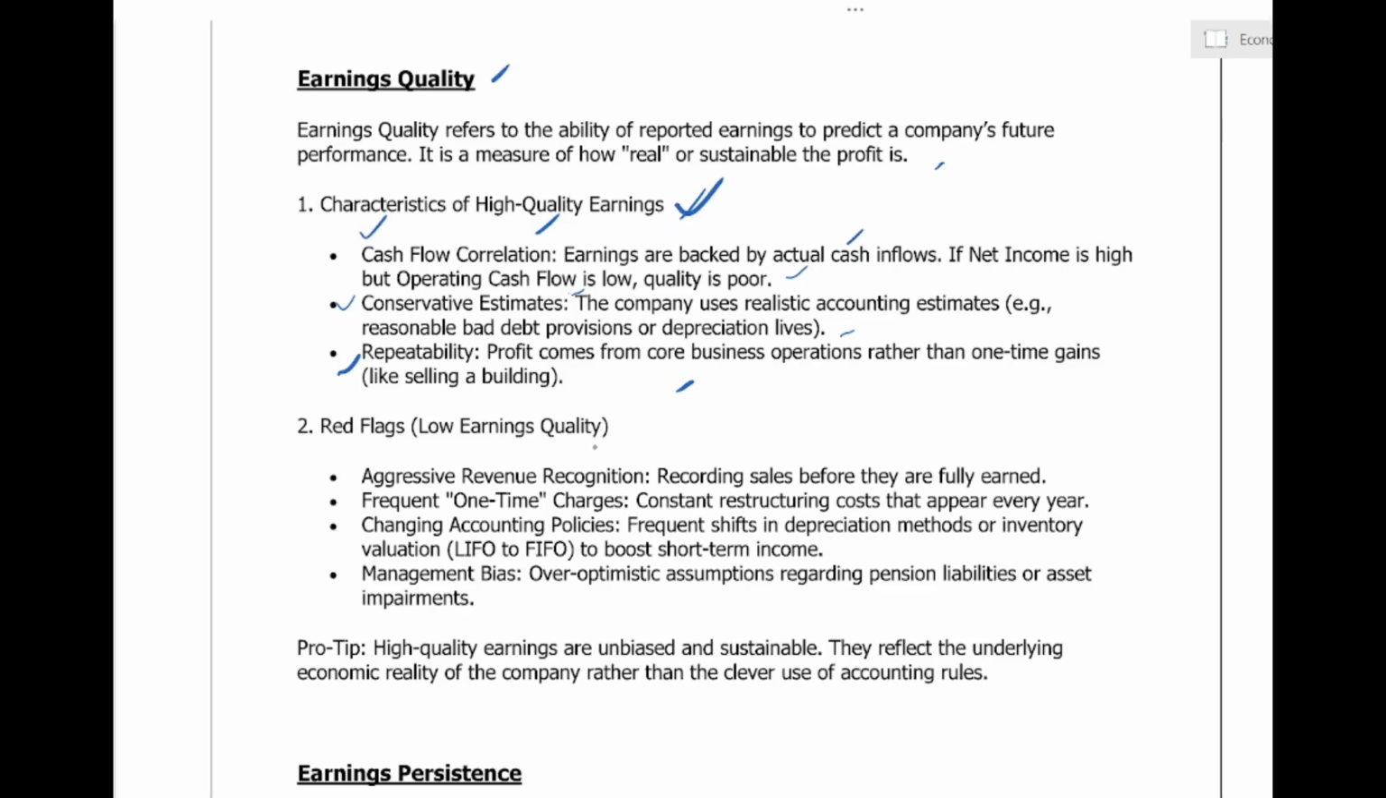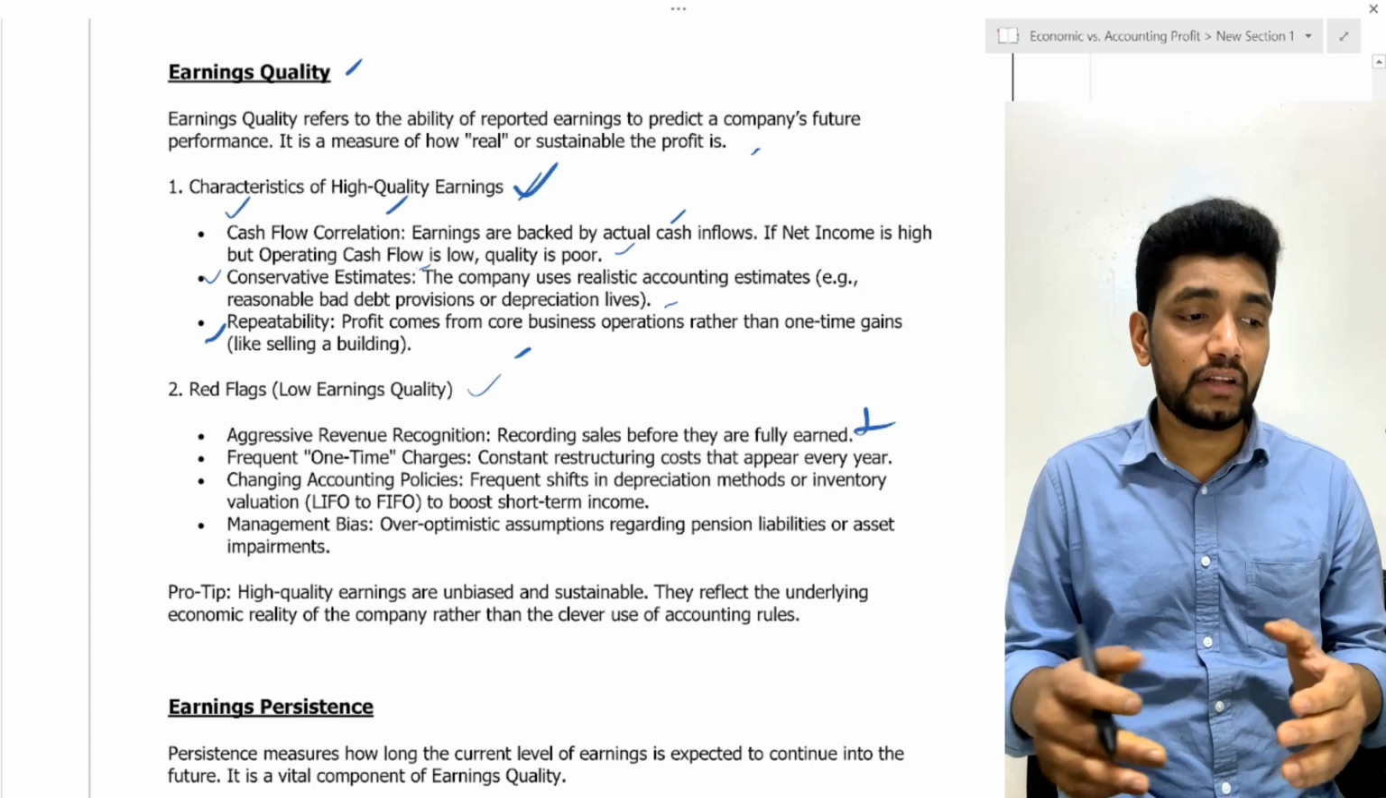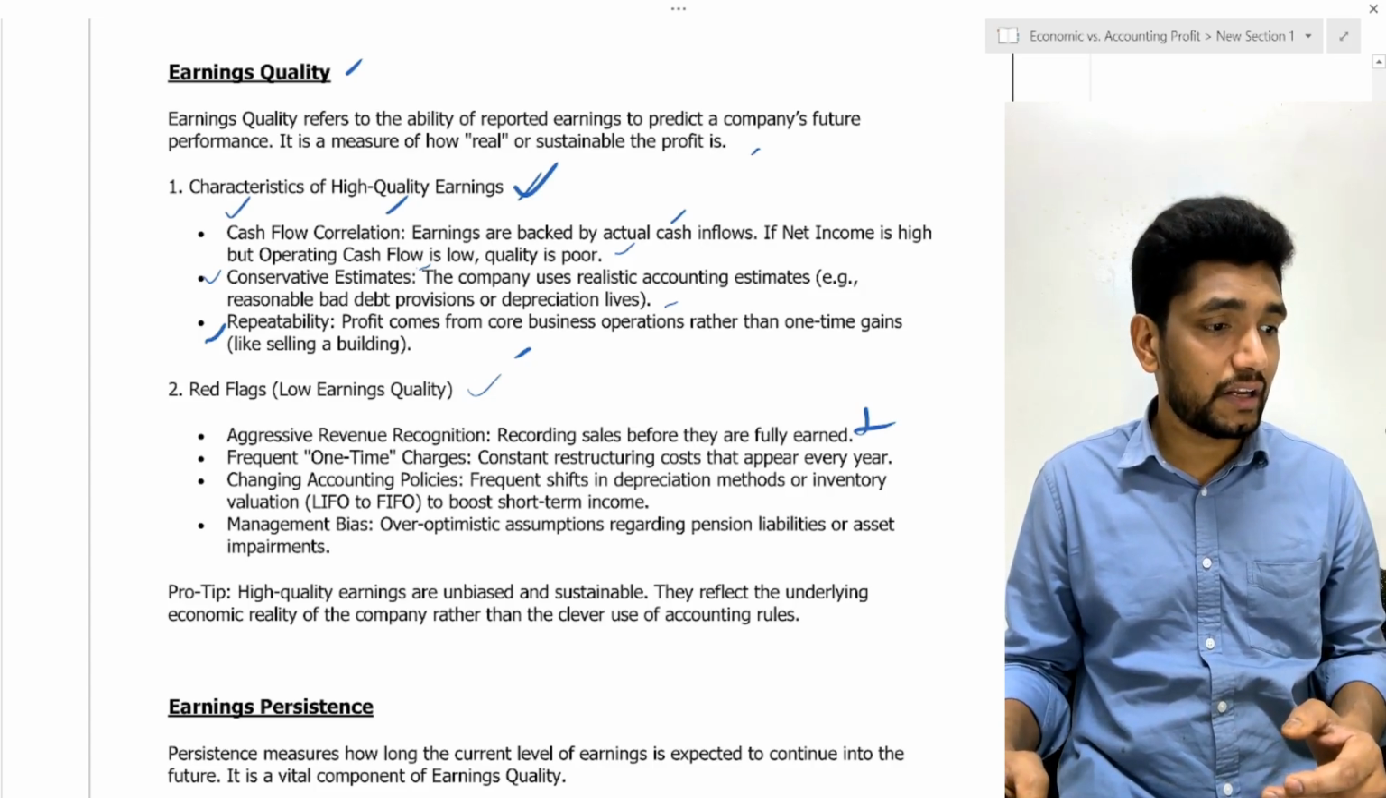Again, the low quality earnings red flags are, first, aggressive revenue recognition. Maybe if companies recognize revenue before it's actually earned, this can be a red sign for low earning quality. Then the frequent one-time charges, constant restructuring costs appearing every year. Restructuring costs appearing every year, or frequent one-time charges showing in the income statement, can be a red flag for the earning quality.